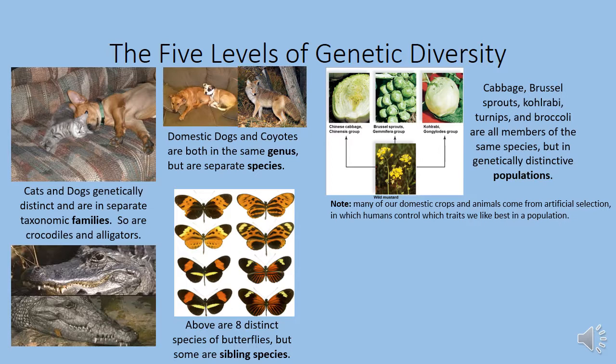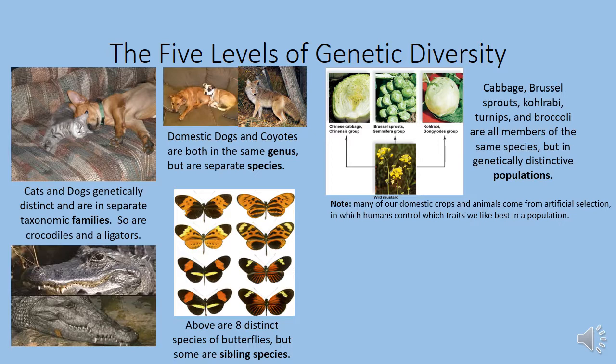Or if we think about horticulture and farming, cabbage, Brussels sprouts, kohlrabi, turnips, broccoli, and kale are all members of the same species. They all came from the same ancestral thing, and you can still crossbreed them. You can hybridize them, but they're genetically distinctive populations. You know, cabbage doesn't look like broccoli, and cauliflower doesn't look like a turnip, but it's still possible for them to hybridize, so they're the same species.